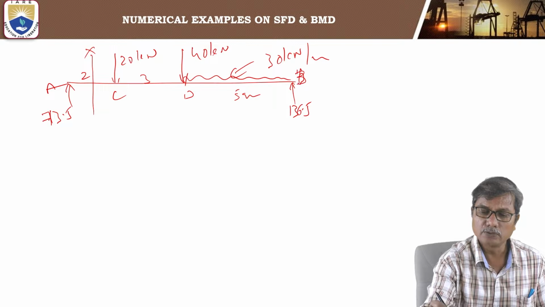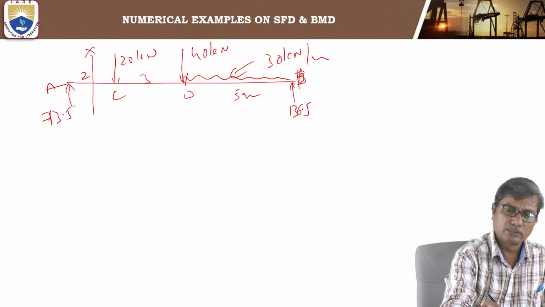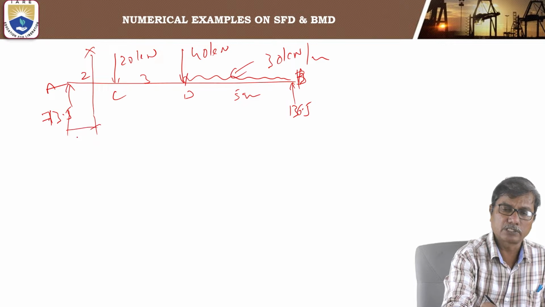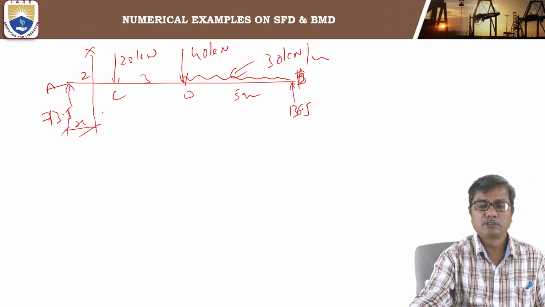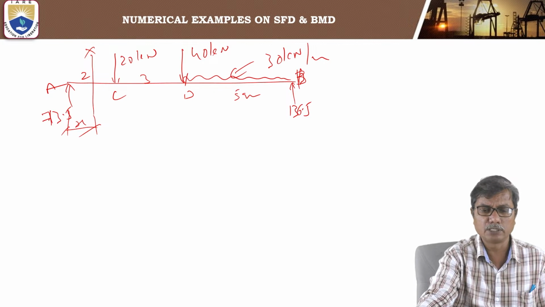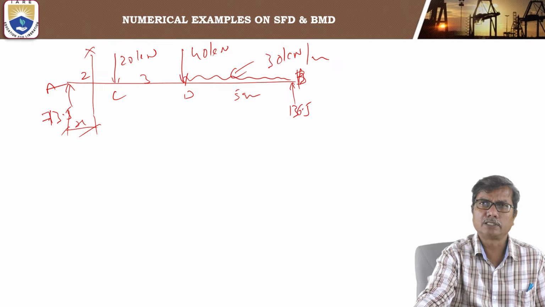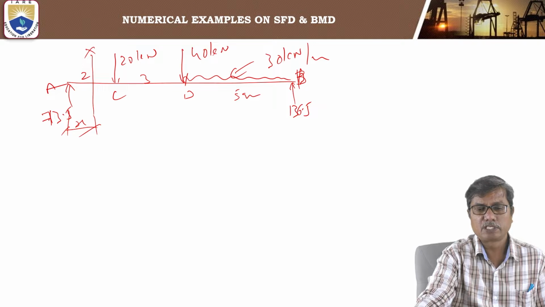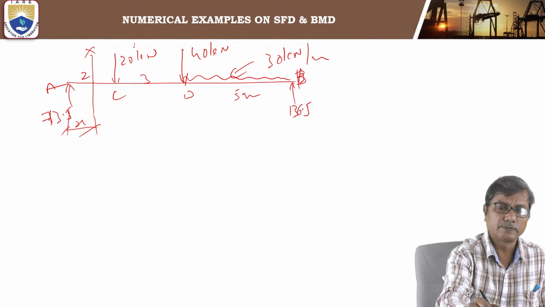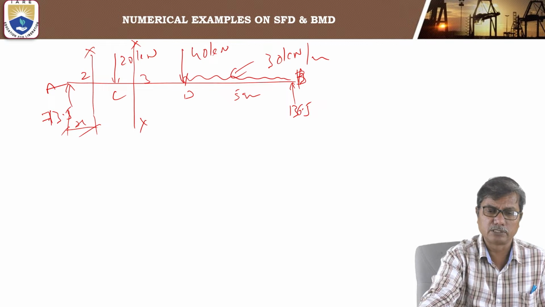So why do we need to consider so many sections? Because when you find the shear force at section X, that equation for shear force is valid from A to C only, because at C there is a load acting. Okay, so when the section crosses C, then the equation changes. Equation for shear force or bending moment changes.